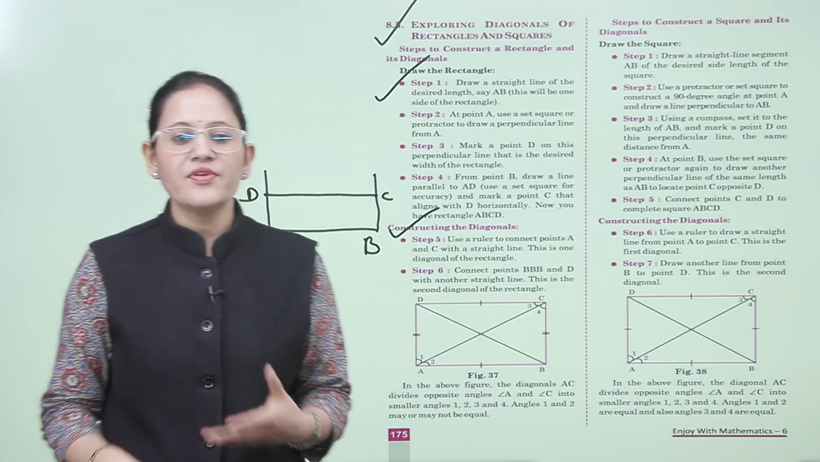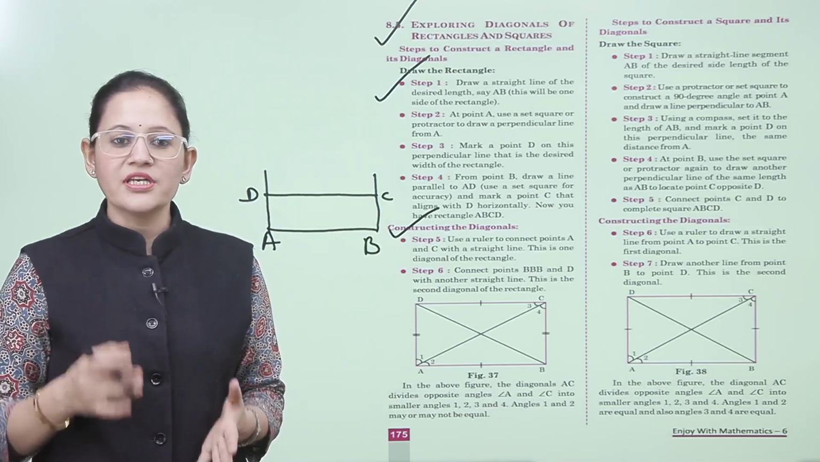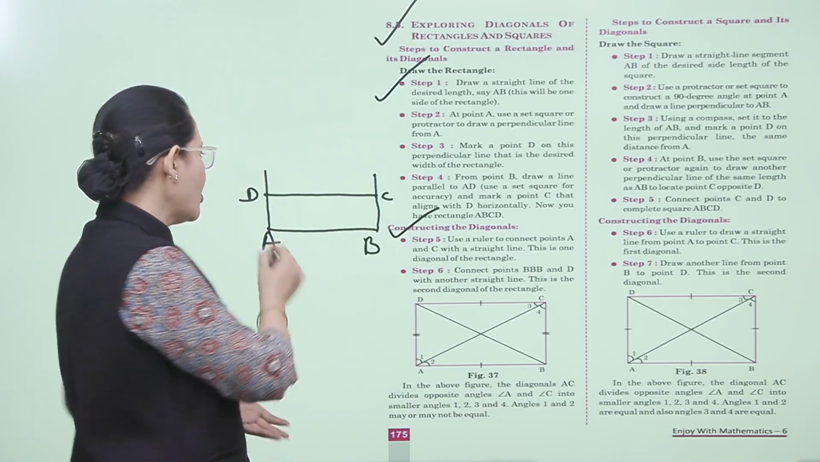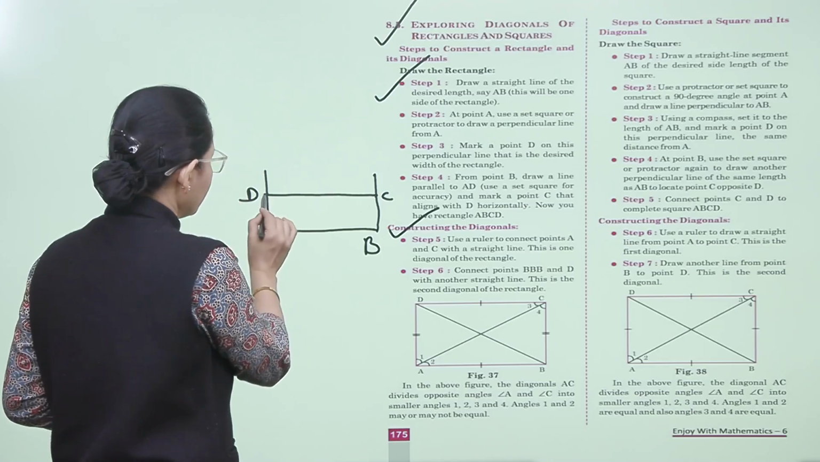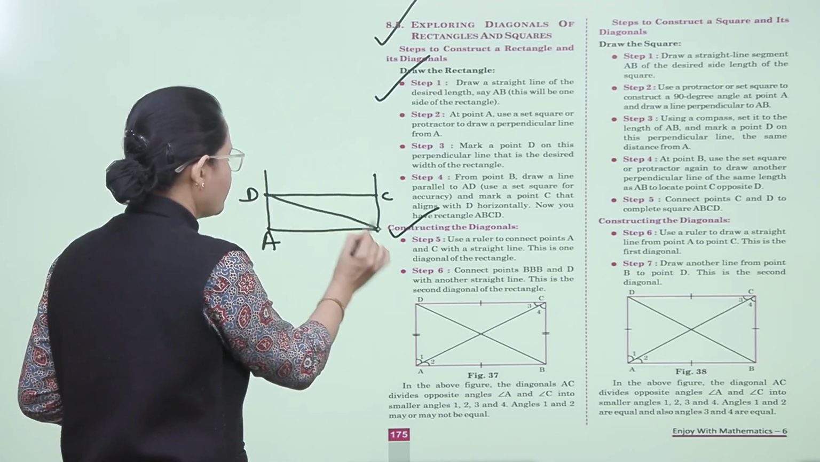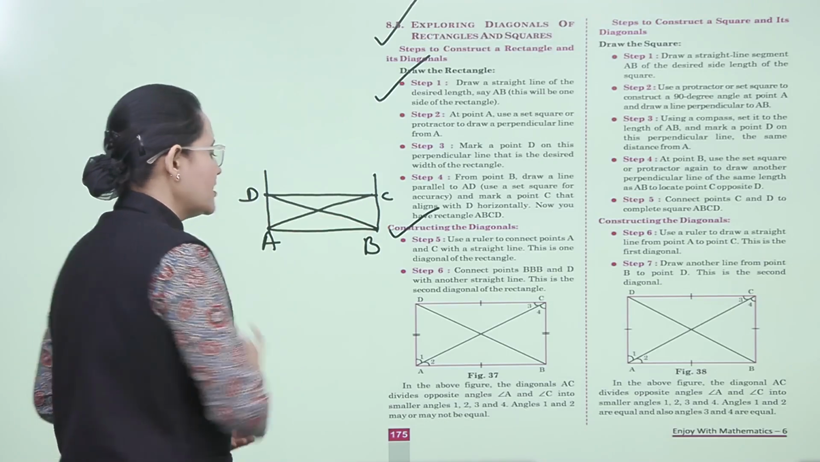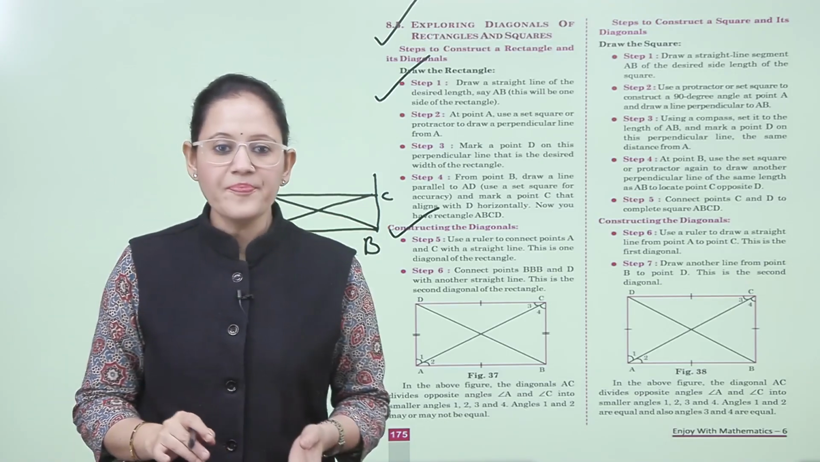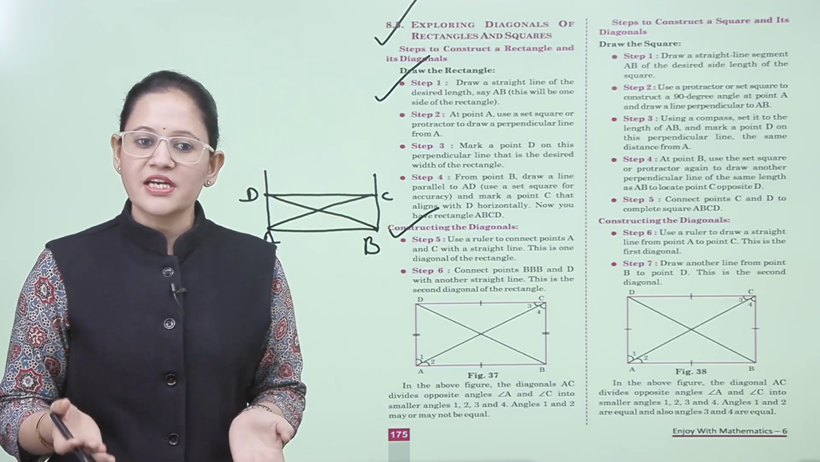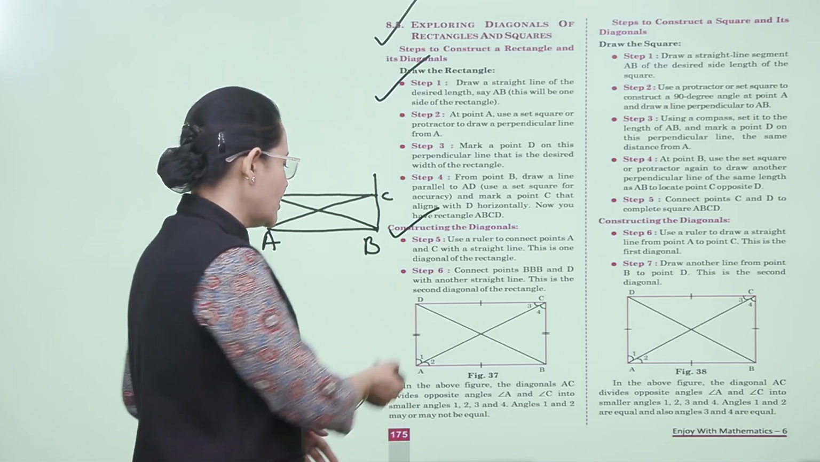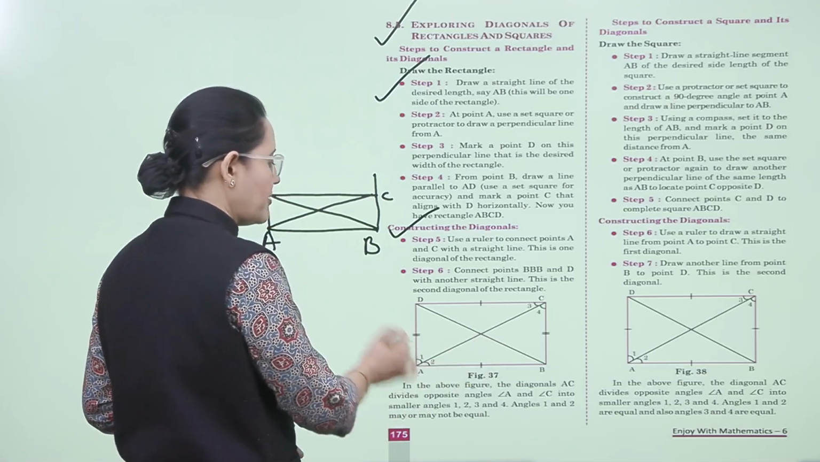Now we have to construct the diagonals. For that, we will use the ruler to connect the points A and C. Diagonals join the opposite points. So we'll join these points. These are the diagonals. Clear? So this is the second diagonal of the rectangle. Like this, we'll draw the diagonals, like here you can see in the above figure.